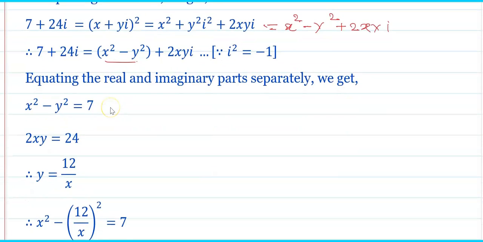i gets cancelled and hence 24 is equals to 2xy. It means that xy is equals to 12. And therefore, y is equals to 12 upon x. Substitute this value of y in this equation. We will put it in x square minus y square is equals to 7.